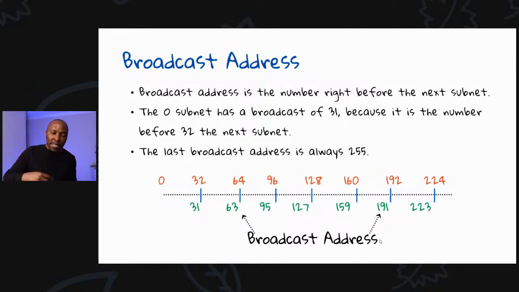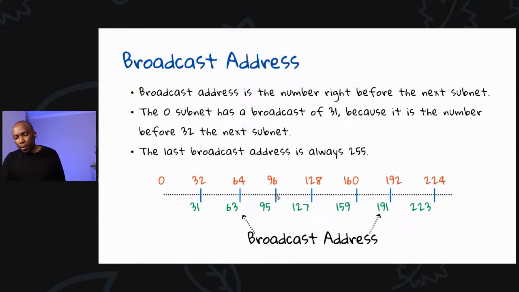The broadcast address is going to be the number before the next subnet. So in this case, 31 becomes the broadcast address for subnet A. For subnet B, 63 becomes the broadcast address. For subnet C, 95. So it's the number before the next subnet. That is the broadcast address. And it basically goes through as you go along the lines.